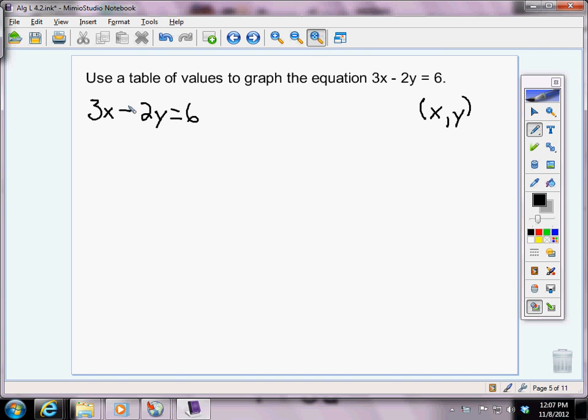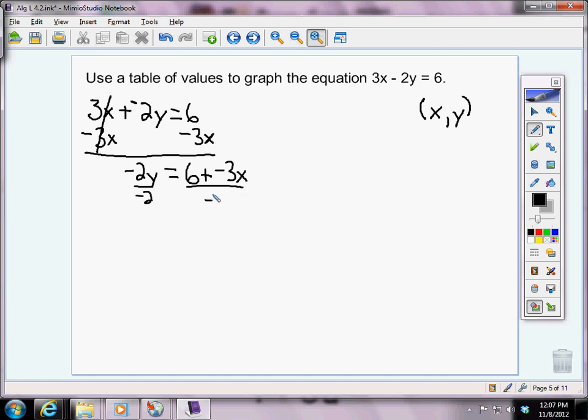So again, we're going to solve for y. I'm going to go keep, change, change. So I'm going to solve for my negative 2y by getting rid of my 3x first. I'll subtract it from each side. These cancel. I'm left with negative 2y equals 6 minus 3x, plus a negative 3x, however you want to think of it. And now, since I want to solve for y, I'm going to get rid of my negative 2 by dividing everything by negative 2.